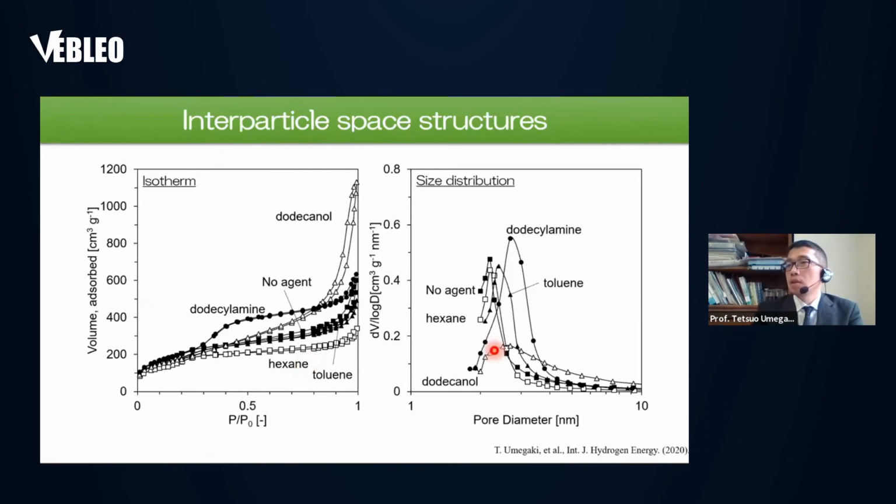From these figures, the samples prepared without swelling agent, with hexane, and with toluene show similar isotherms and size distributions. On the other hand, the samples prepared with dodecanol show a high sorption volume in this pressure region and wide size distributions. Otherwise, the samples prepared with dodecylamine show a relatively high sorption volume in these pressure regions and a relatively high amount of large interparticle spaces.